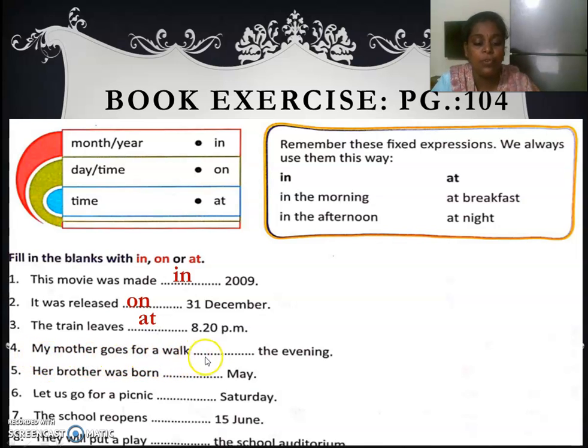My mother goes for a walk in the evening. Her brother was born dash May. When month is mentioned, in. Let us go for a picnic dash Saturday. Day of the week, on. The school reopens dash 15th June. Date is mentioned, so on 15th June. They will put a play dash the school auditorium. They will put a play in the school auditorium.